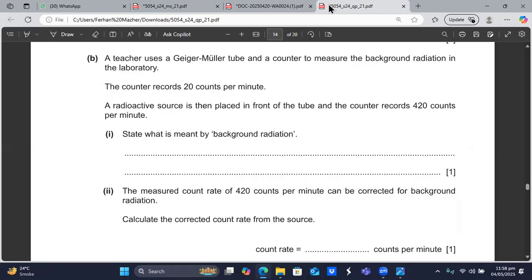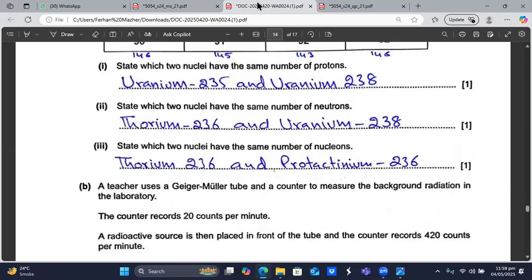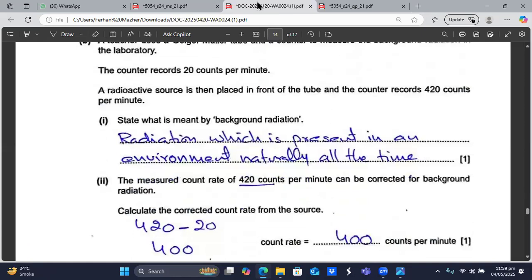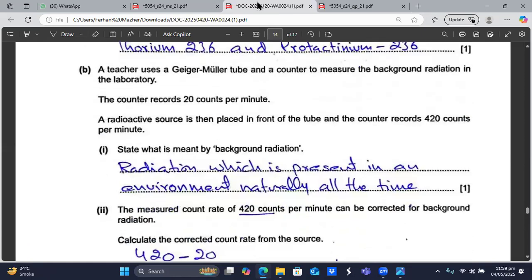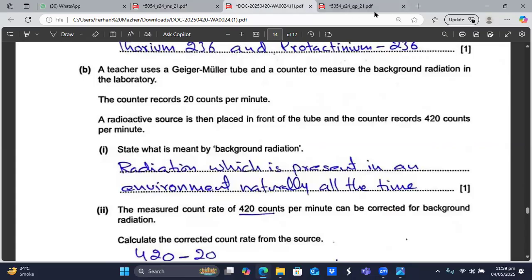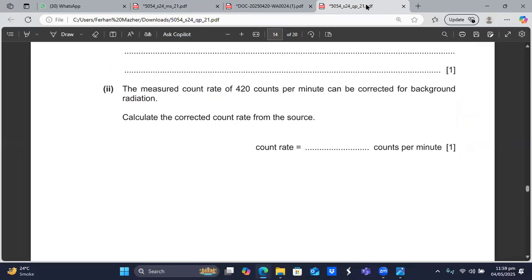State what is meant by the background radiation. Background radiation is that radiation which is all the time present around us without any source of the radiation nearby. A radiation which is present in an environment naturally all the time. So that is called the background radiation.